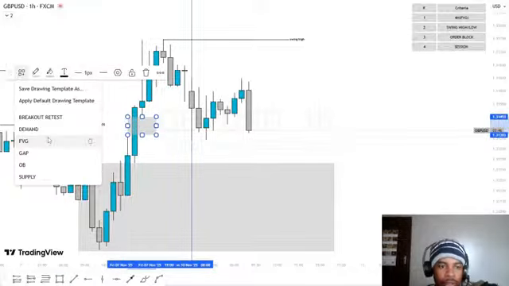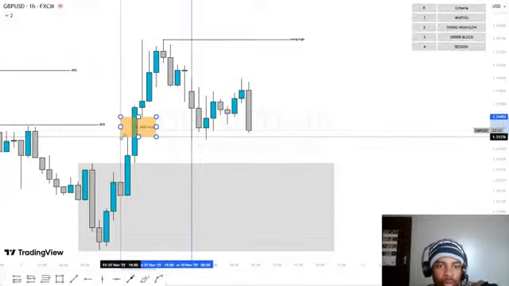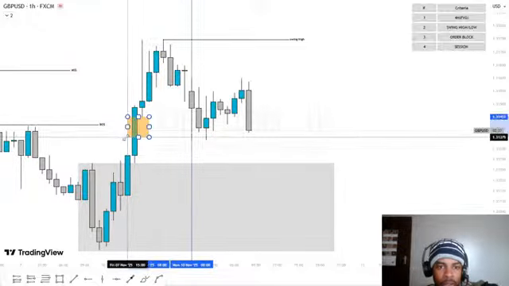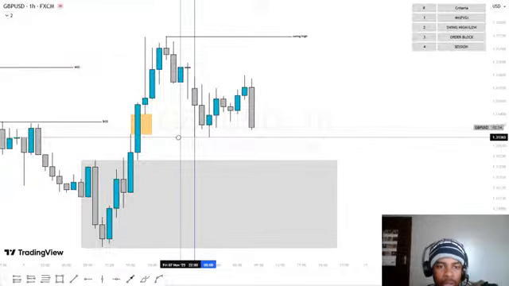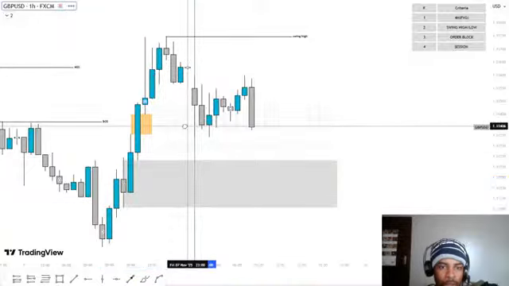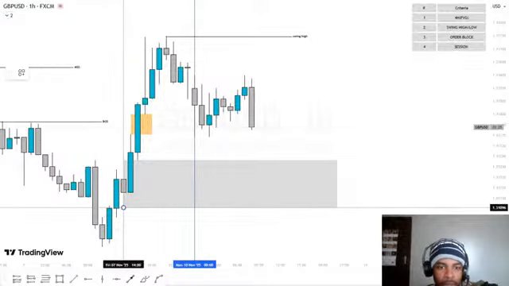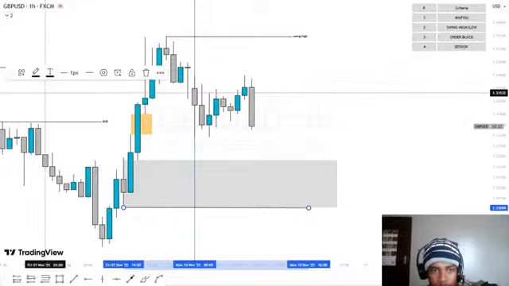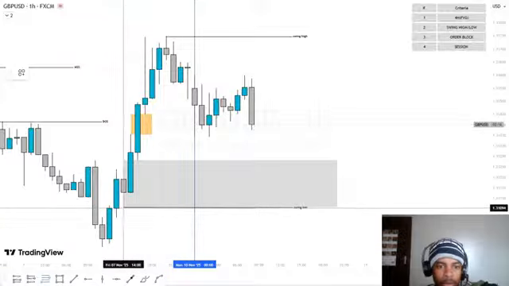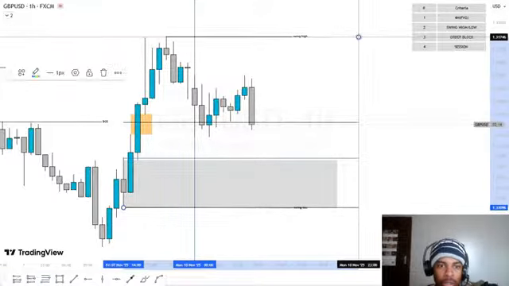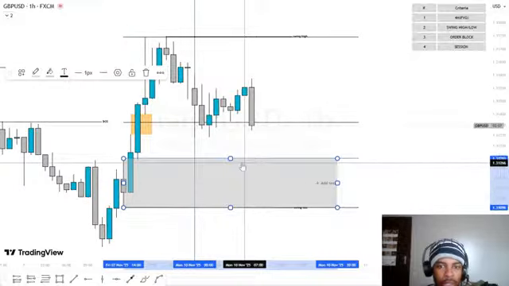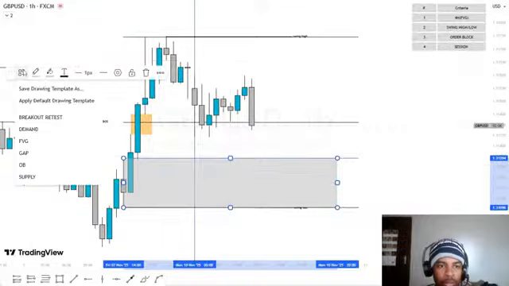Where there is a fair value gap, I must start looking for other strong reversal points. Where I see an order block, I must start looking for strong reversal points. So I saw the order block. That means this is our swing low. So I must take Fibonacci from the swing low to the swing high, which aligns properly with the order block.